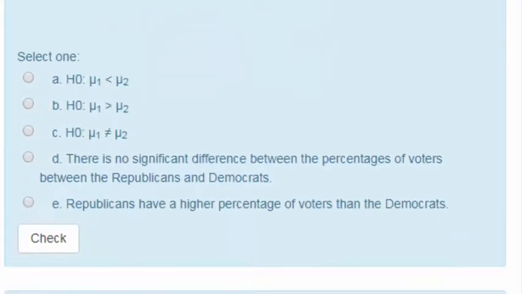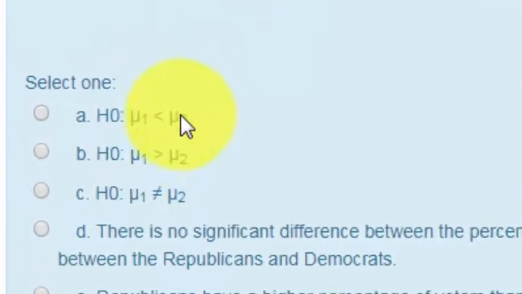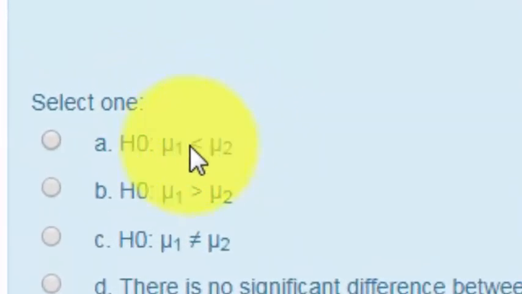So no significant difference. That's not it, right? That says that the Democrats would be less than the Republicans. This says the other way around. Democrats would be more than Republicans. This would say that they're not equal to. That's the opposite of the null. The null states that these two are equal to, and it would look like this.